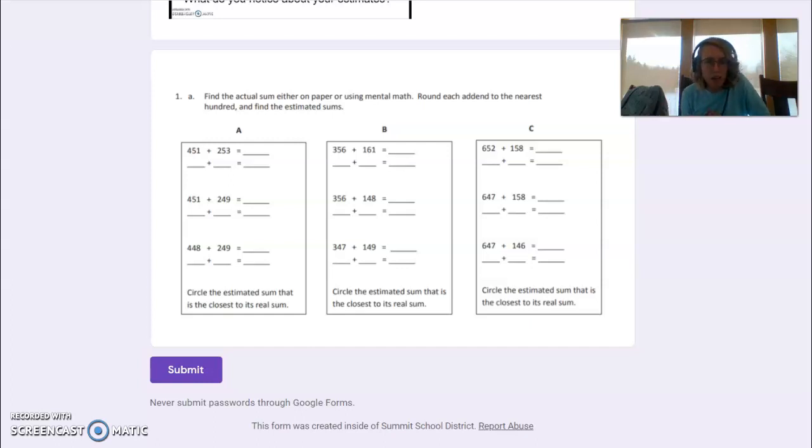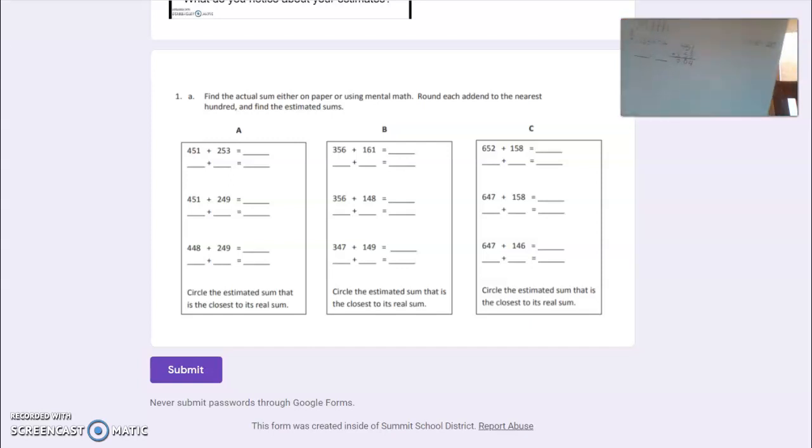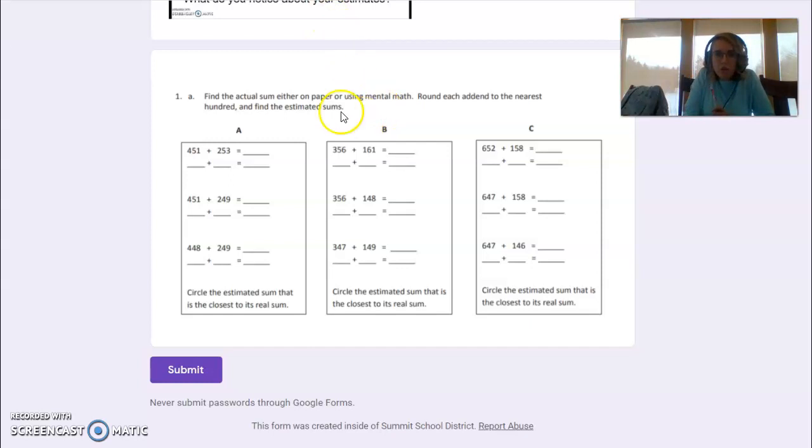Now I've got those 3 blank lines below that. I'm going to use those 3 lines to round. Right here it says, round each addend to the nearest 100. So each one of those, 451 and 253, I'm going to round to my nearest 100. Now, if you need to use your number lines, by all means, you can use your number line. I'm going to round 451 to 500. I'm going to round 253 to 300. If I add the 2 of those together, I get 800.